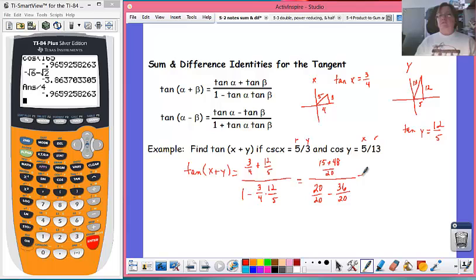Alright, we just have to simplify some fractions here. 15 and 48 is 63, so we have 63/20 all over, and this would be negative 16/20. Well, I know and you know that those denominators both being 20, they're going to cancel out. We're going to end up with the tangent of x plus y equaling negative 63 over 16. Right? Tangent there, negative 63 over 16.